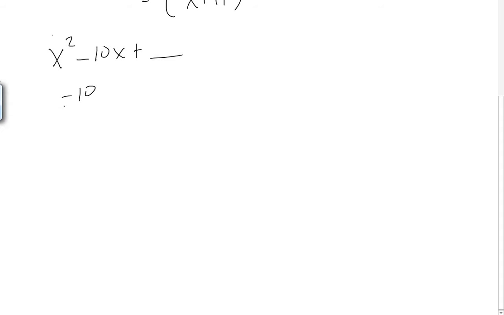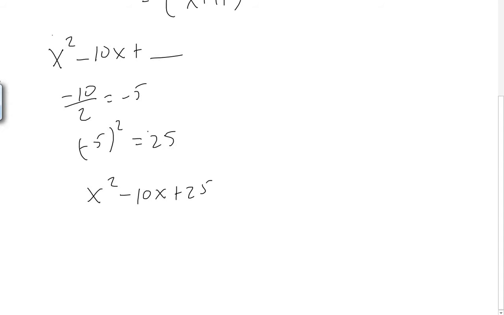Well, again, if you take negative 10 divided by 2, you get negative 5. Negative 5 squared gives you positive 25. Take b divided by 2, and then you take that number that you got and square it. So what I'm telling you is that x squared minus 10x plus 25 is your perfect square trinomial. In this case, the answer is just 25 because that's the number that should be added. But if you look at this trinomial, it factors to be x minus 5 squared.